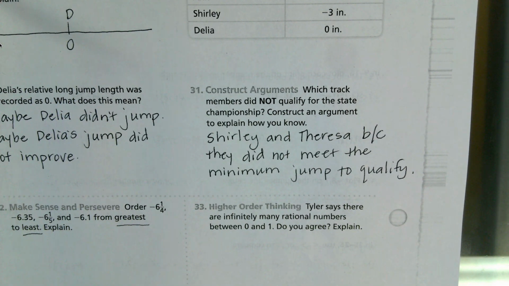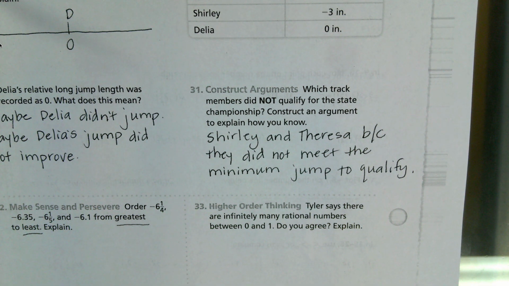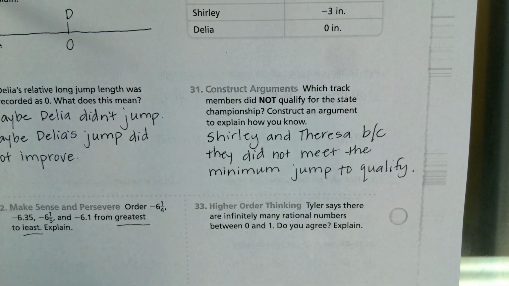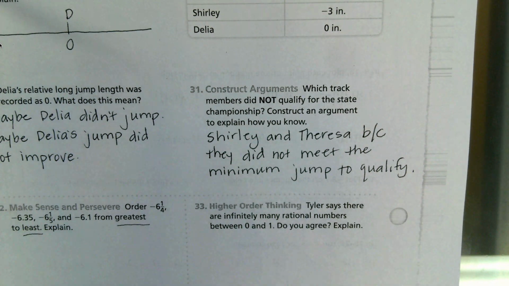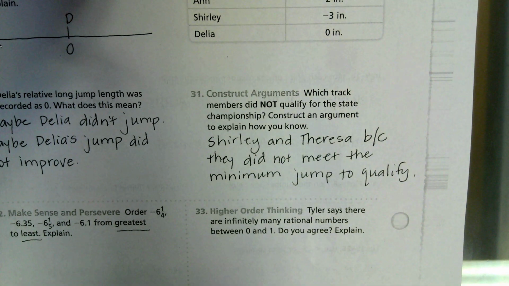33, Tyler says there are infinitely many rational numbers between 0 and 1. Do you agree with him? Now, this is not necessarily a right or wrong answer. You need to say whether or not you agree and then explain to me why. It needs to be rational. It can't just be because I think Tyler's a cool guy. You got to give me some real justifiable argument.